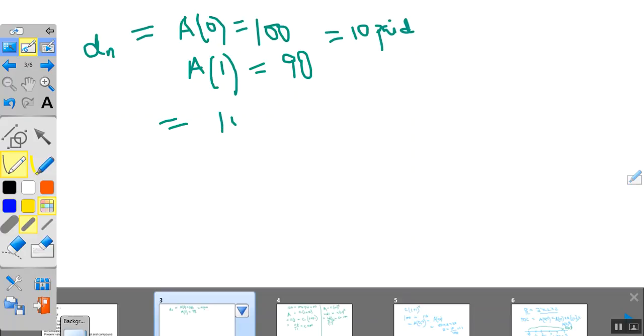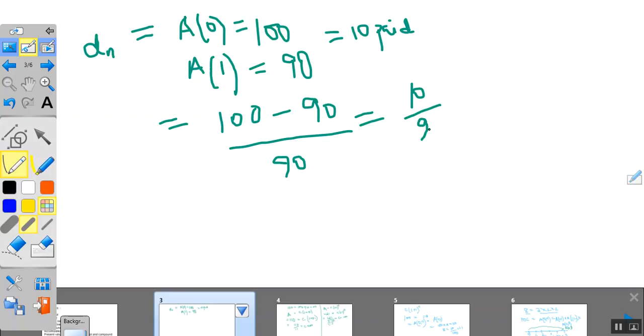Here the effective rate of discount becomes 100 minus 90, everything divided by 90. That is 10 by 90 percent.